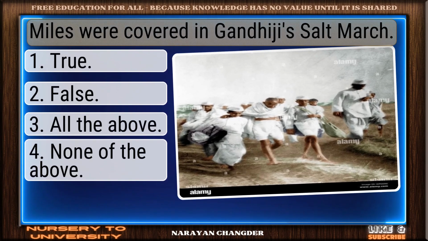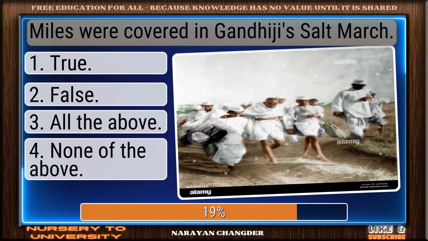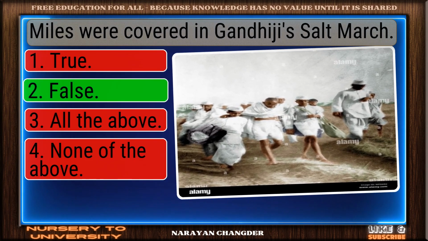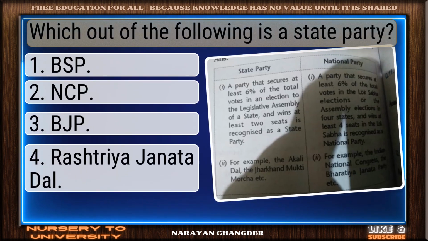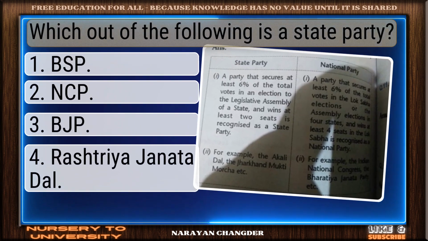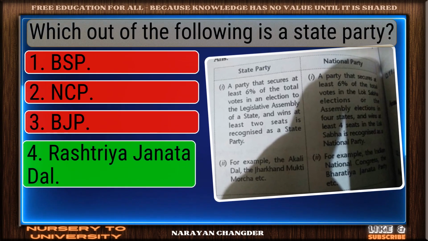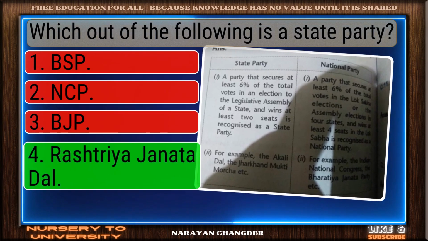Miles were covered in Gandhiji's Salt March. Great job. False is accurate. Which out of the following is a state party? Excellent choice. Rashtriya Janata Dal is right.